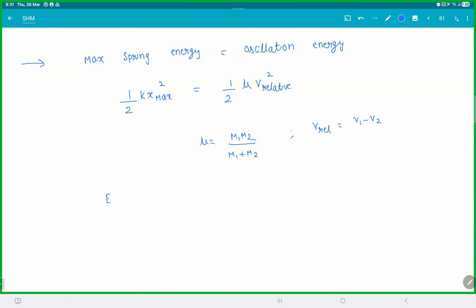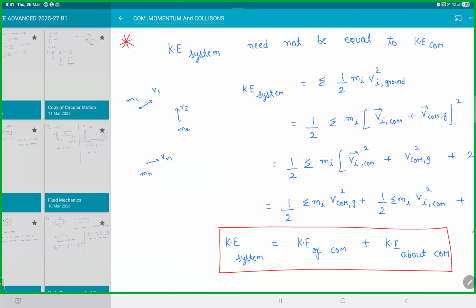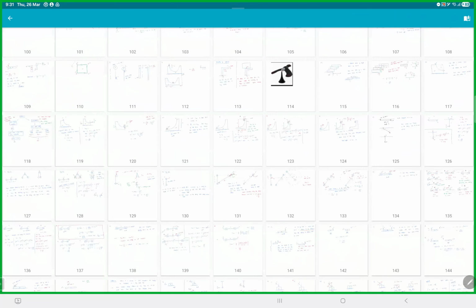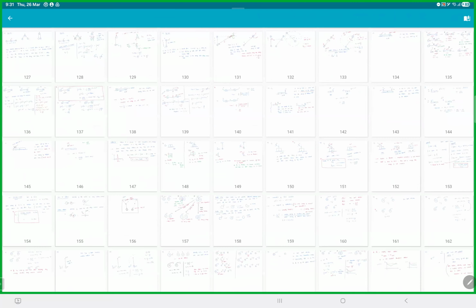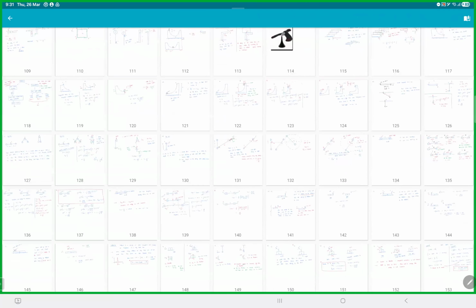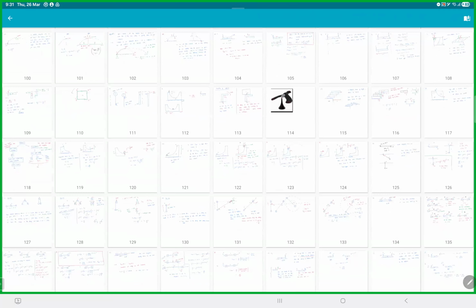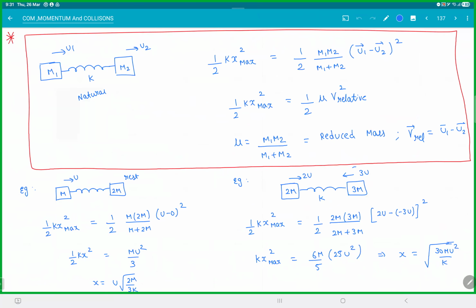So in our case, the oscillation energy will be half, the reduced mass will be m into 2m by 2m plus m, and v relative will be u minus 0, squared. That would be mu square by 3. Are you getting how all things are getting connected? If you guys remember, again, the same thing. This was the derivation for this. There. The maximum spring energy half k x max square is equal to half mu v relative square.